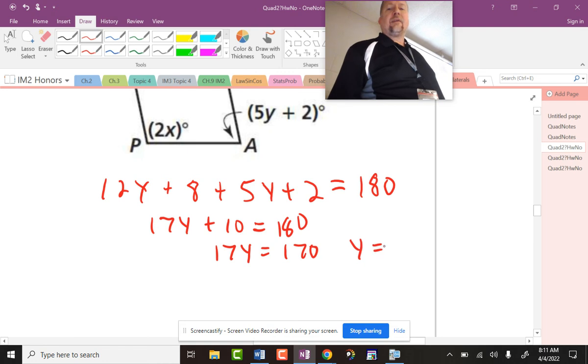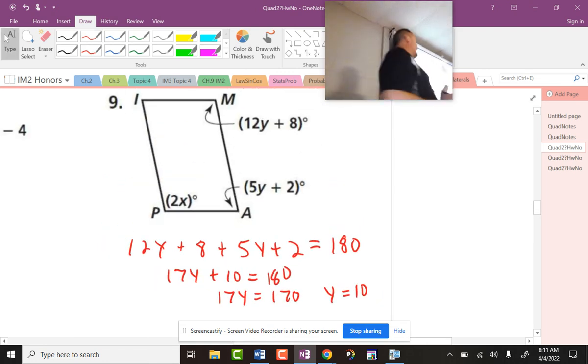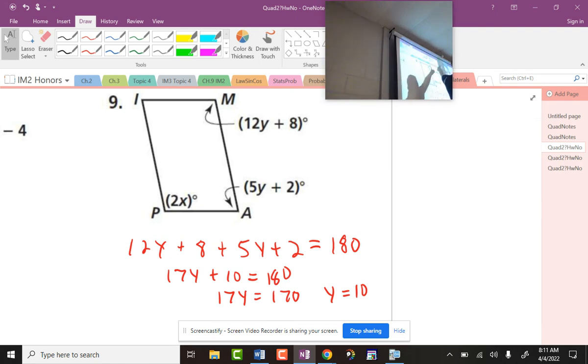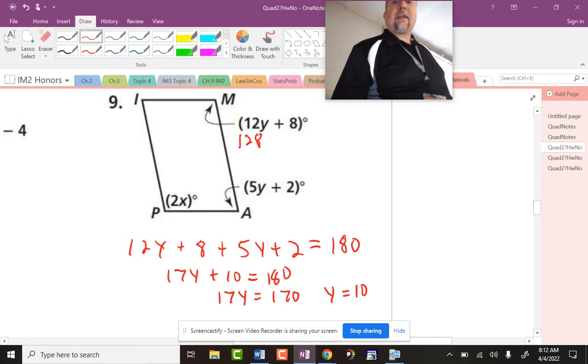Okay, now another thing that's true, this happens on the previous two questions, is opposite angles are equal. But when you set 2x equal to 12y plus 18, you now have two variables. This wasn't something you needed to set up a system. You could set that equal and then solve for one of the variables. And then these are supplementary, but you're making this too difficult. Just solve for y, plug it back in. 10 times 12 is 120, so this is 128 degrees.